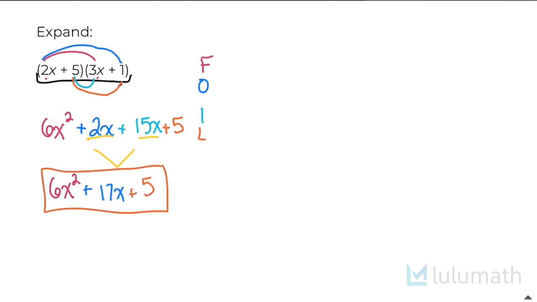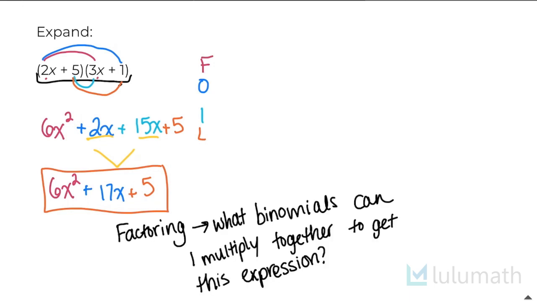Now, when we're factoring, you're going to ask yourself, what binomials can I multiply together to get this expression up here? I will be given this expression, and I'm going to try to bring it back to this binomial multiplied by this binomial. If you notice, this 6x squared comes from our first terms being multiplied together. This 5 comes from our last terms being multiplied together. And this 17x comes from our outer and our inner collected together. This understanding is going to help us when we actually do some factoring.